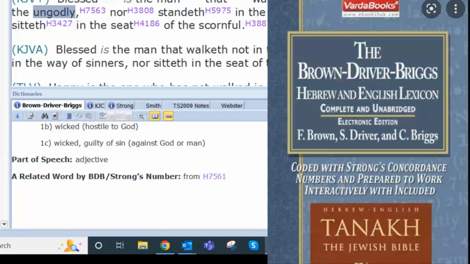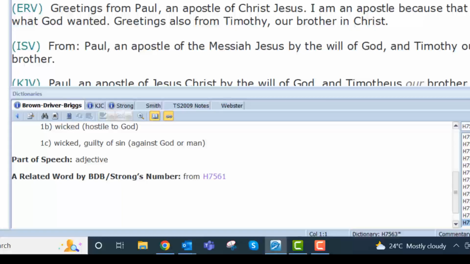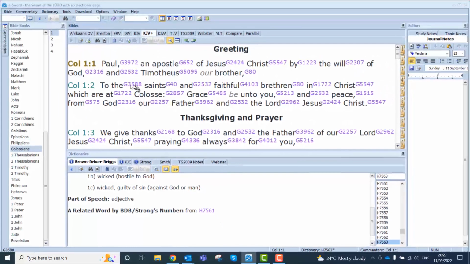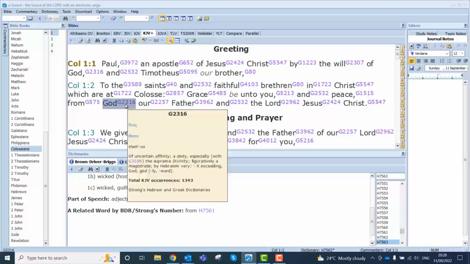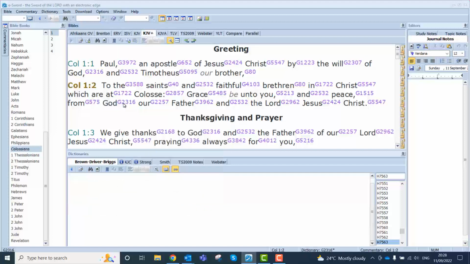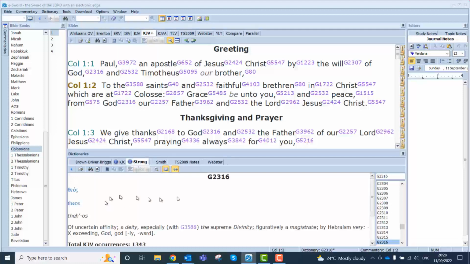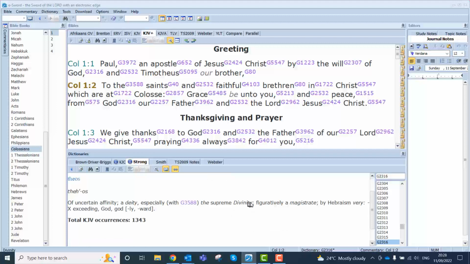All right, so that is for the Hebrew, but now what about the Greek? Because remember, the New Testament, the only manuscripts we have is indeed in the Greek. So again, for every word, here for instance, we've got God. God in the Greek is G2316. So we go to Strong's Concordance. G2316 is theos, which means divinity. All right, so that is nice. It's e-Sword for your computer.